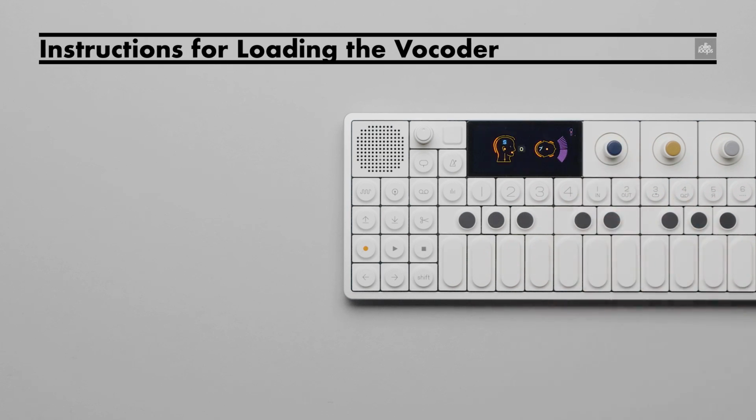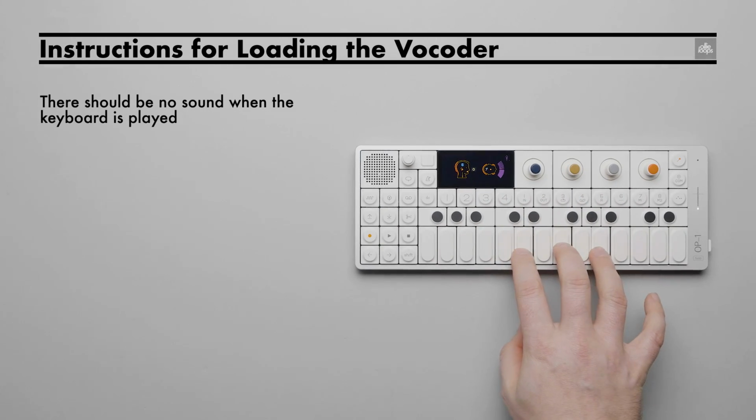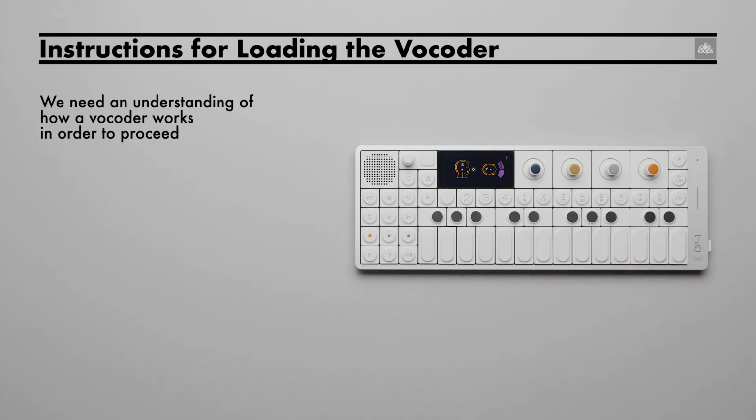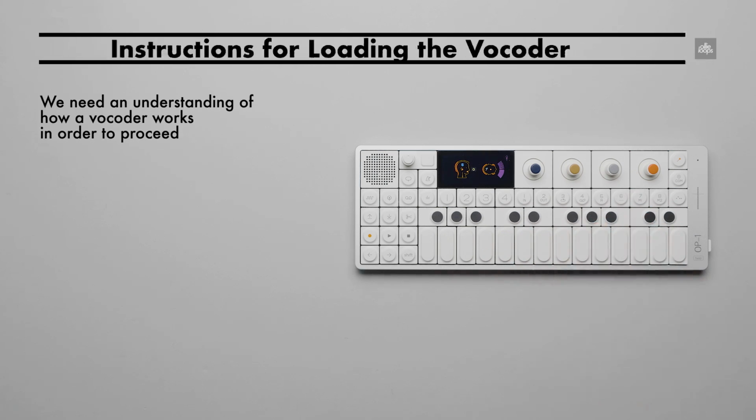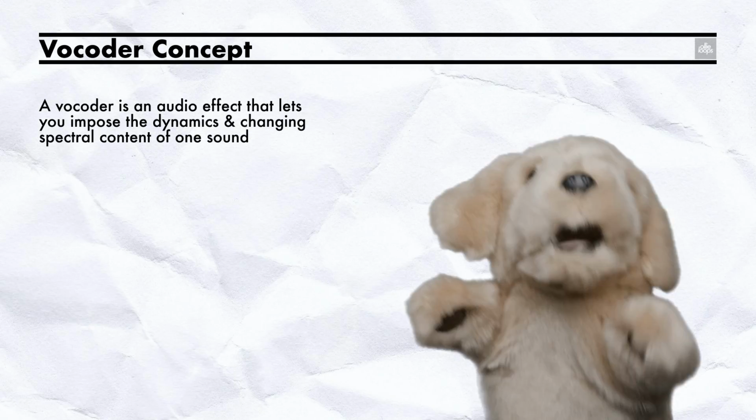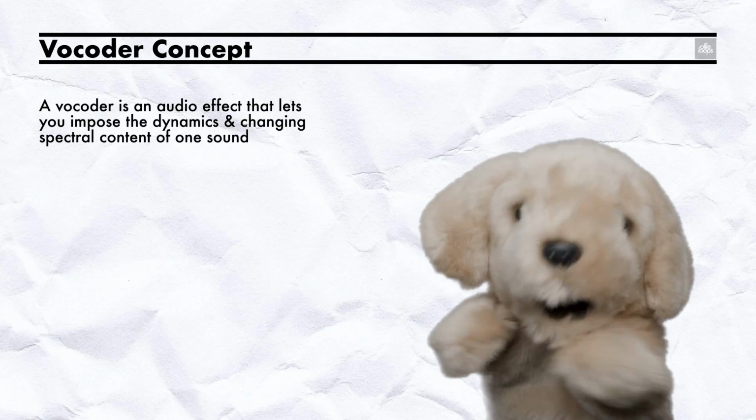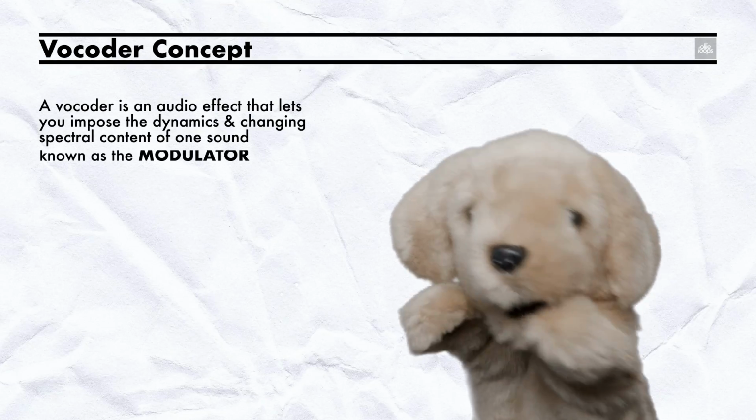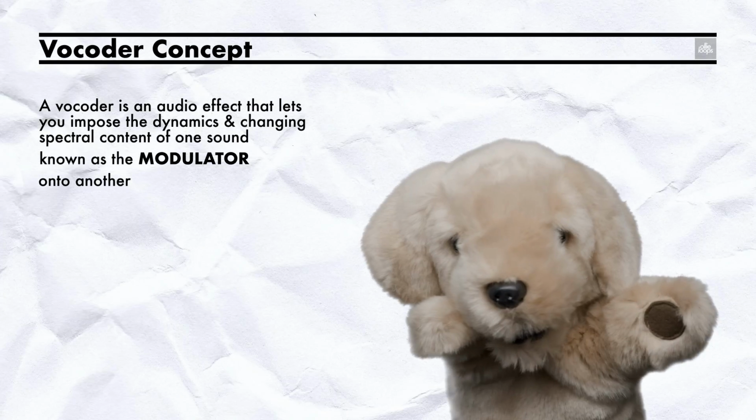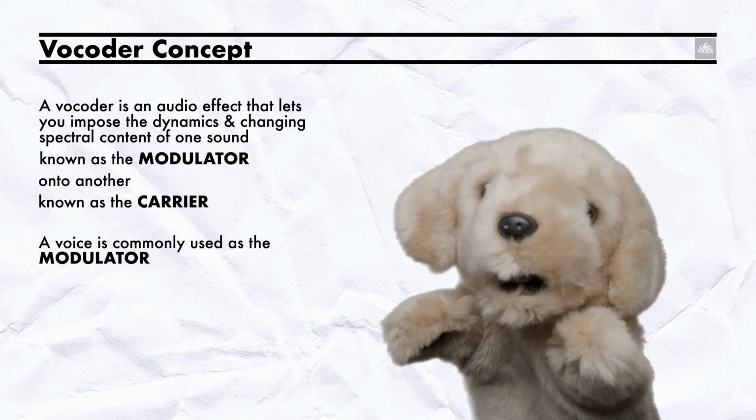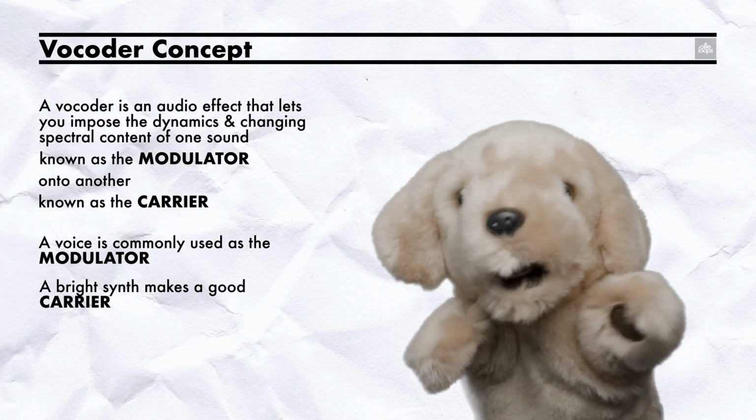If we play the keyboard, no sound will output because we haven't selected a modulator from the input sources. Let's sidestep for a second to explain how a vocoder works. A vocoder is an audio effect that lets you impose the dynamics and changing spectral content of one sound, known as the modulator, onto another, called the carrier. Often, a voice is commonly used as the modulator, and a bright synth makes a good carrier.